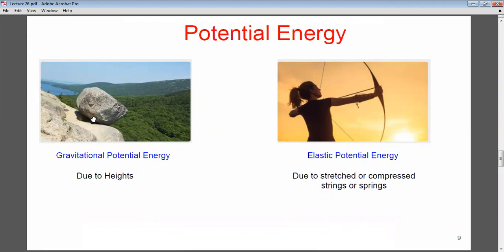So this object, although it's not moving, has the potential to fall, and due to its height, if it falls, it's called gravitational potential energy. There is something pulling it downward, but it's not moving because it's standing still on this mountain. But if we give it a push, it can fall down. Elastic potential energy is due to stretched or compressed strings or springs. So again, this bow and the arrow, if I just pull the arrow, it can stand still, but if I leave it, it will have the potential to move.